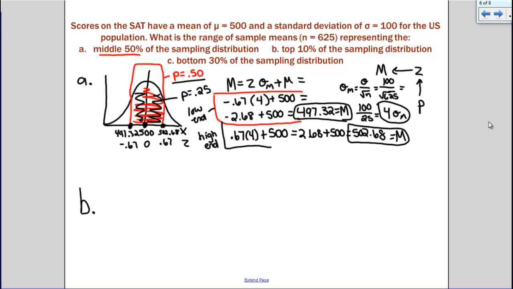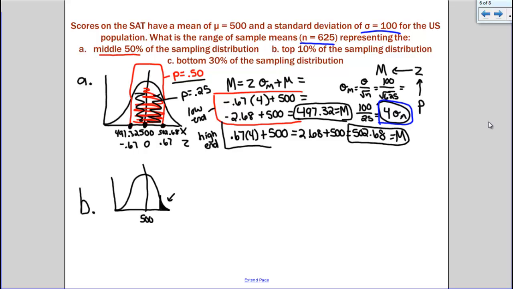Still using our standard error of 4 because we still have our standard deviation of 100 and our sample size of 625. So now we're looking for the top 10% of the sampling distribution. This would be like the score at the 90th percentile, in other words, if we were looking at scores. So I've got my distribution. I know that my mean is my population mean in the middle, 500, and I'm looking for the top 10%. So that's roughly here-ish.